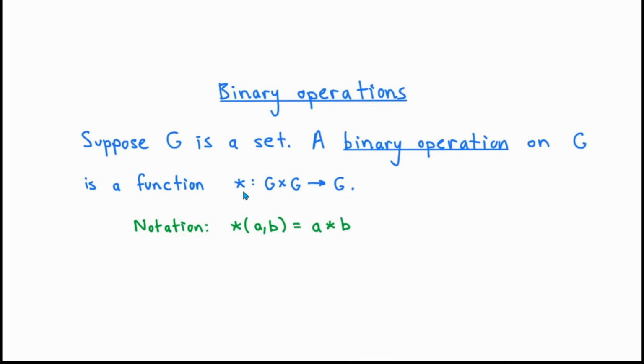We'll denote this function by various symbols. Here I'm just using a star, and usually instead of writing star of (A, B) for two elements A and B of G, we'll just write A star B instead.